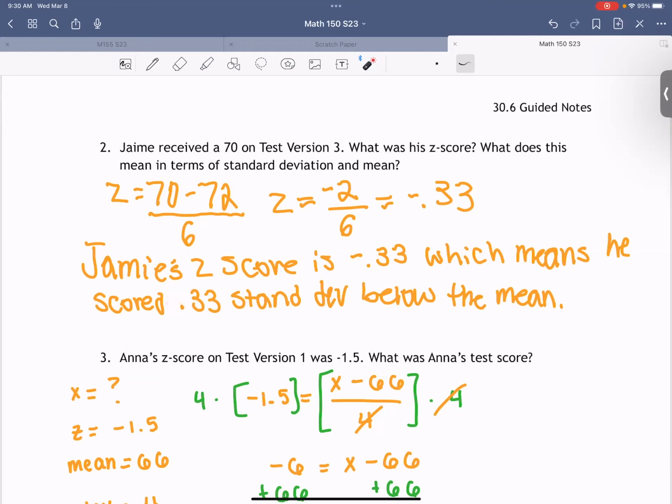It's not something I would take off points over, but if you were to say that in real life, it wouldn't make too much sense. So what I usually do, if I'm interpreting a negative z-score, is take away the negative and say they scored that many below the mean. Any questions on number 2? Oh, I scored negative below the mean. That doesn't really make sense, right?